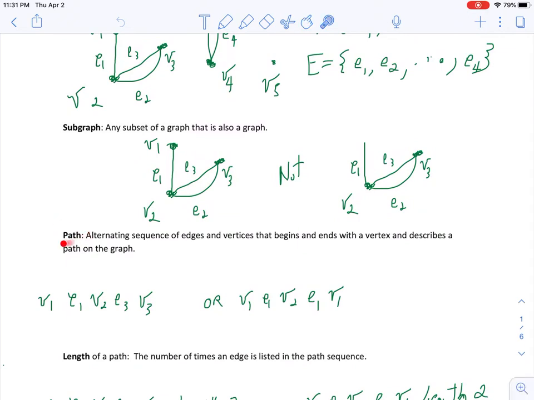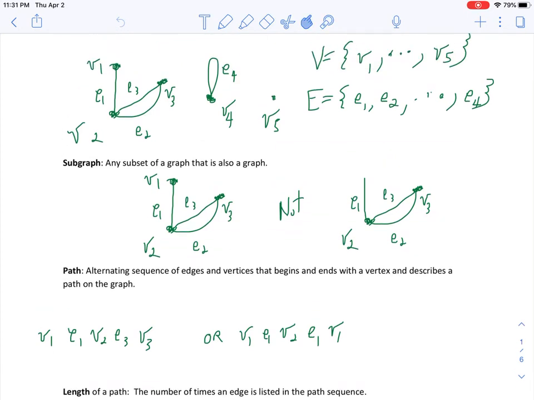Okay, so what's a path? Well, a path is any little path that I can walk on my graph. So if I look up here at my original graph, if I go from V1 to E1 to V2 to E3 to V3, so that's V1 to E1 to V2 to E3, ending at V3, so this path right there, that's a path.